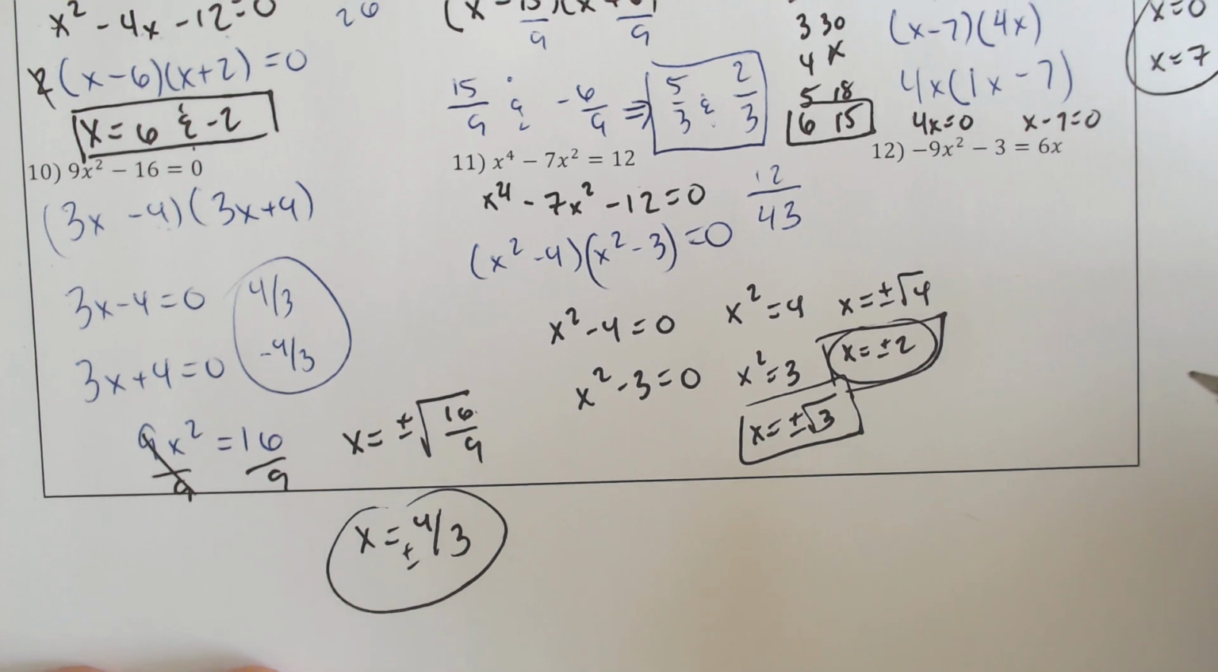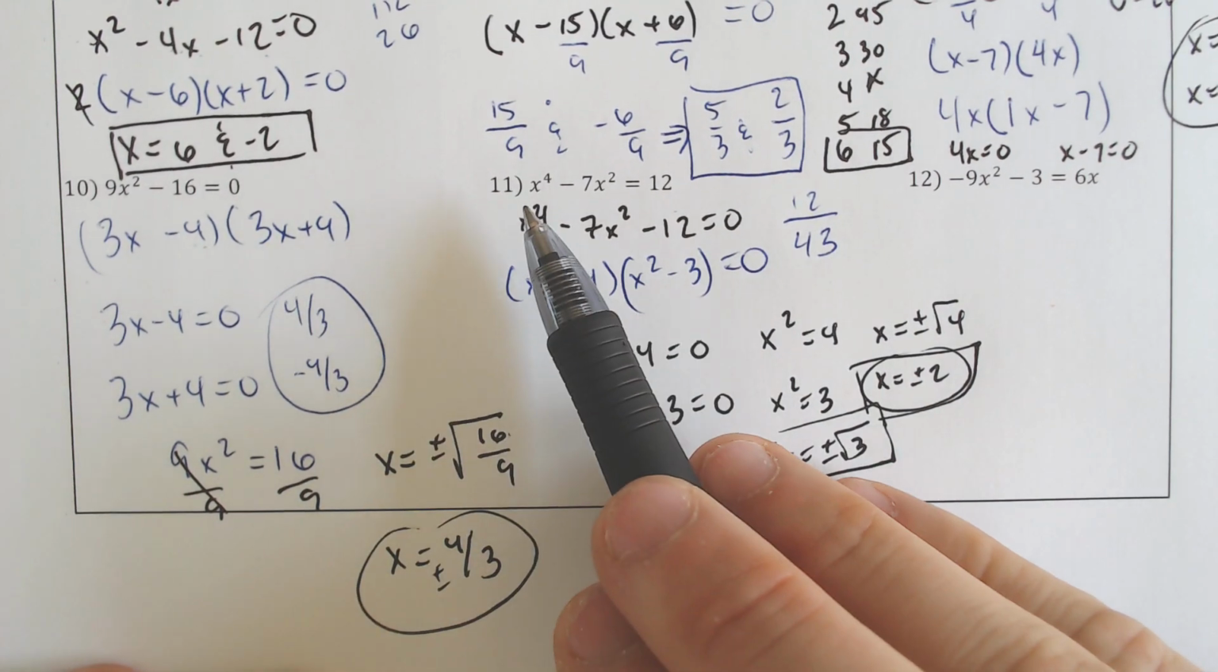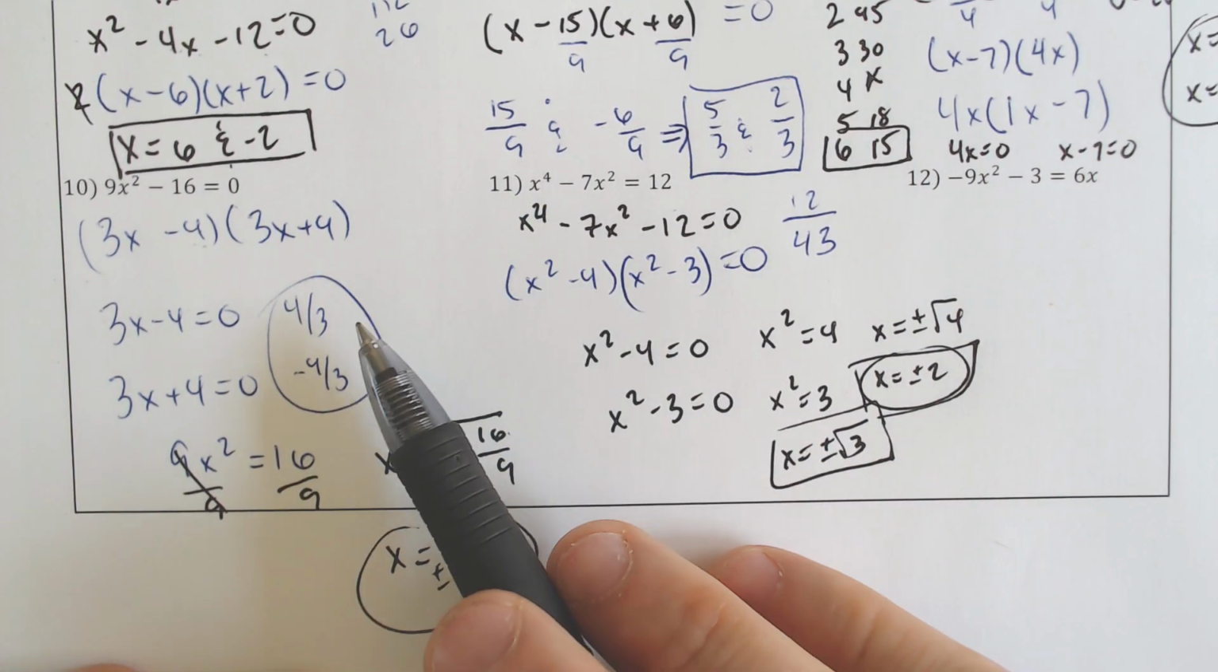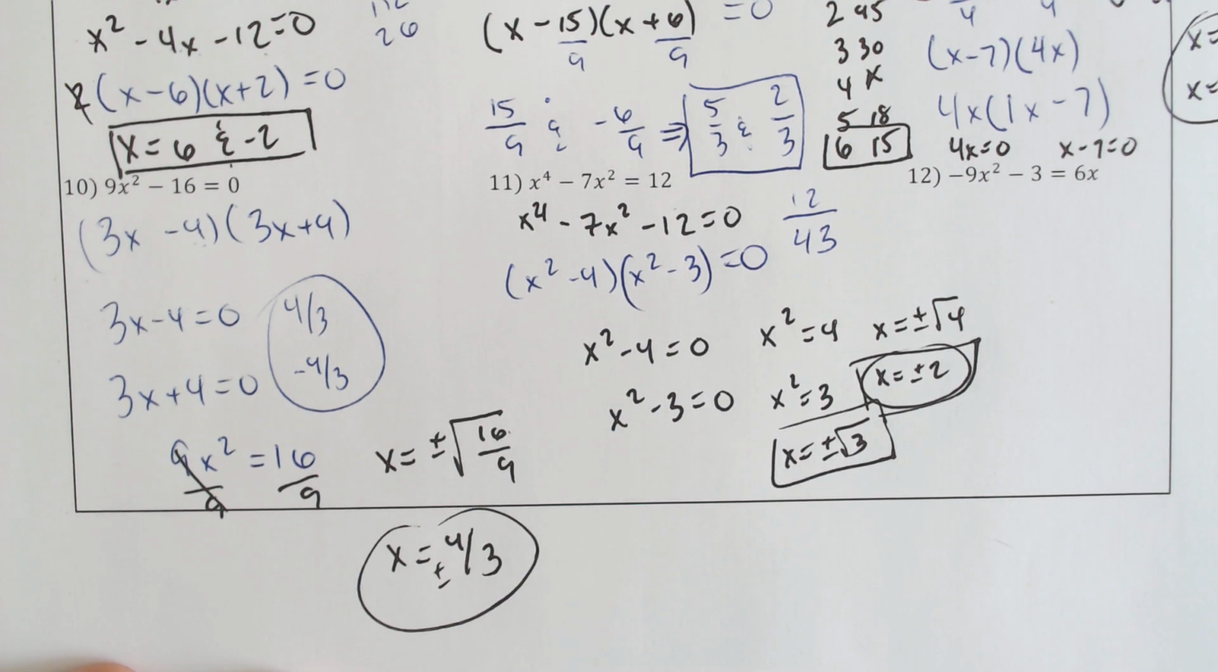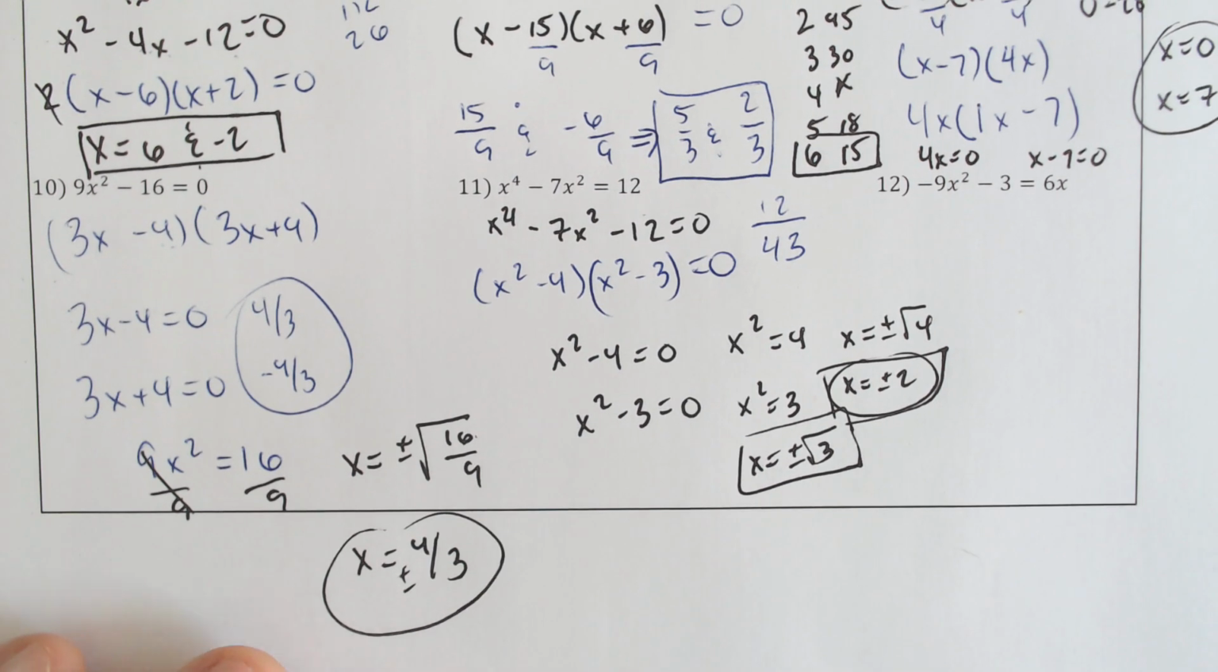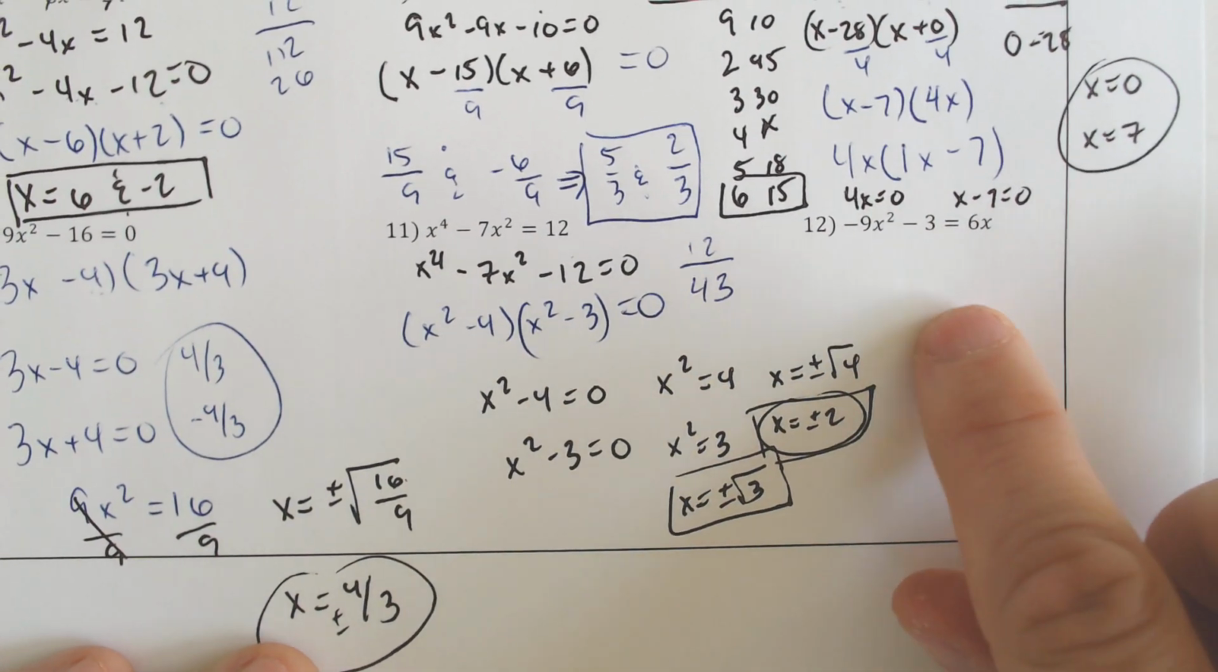So you may be asking, how does this one have 2 and that one have 4? Well, if it's an x to the fourth, it should have 4 answers. If it's an x squared, you should have 2. Should being the key word. It's not always a guarantee. All right, last one, number 12.